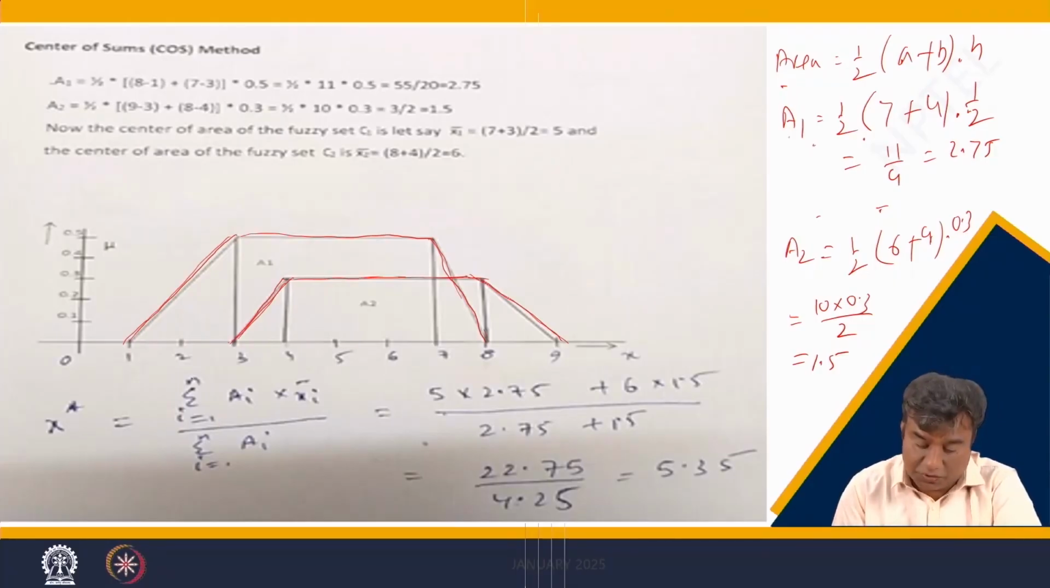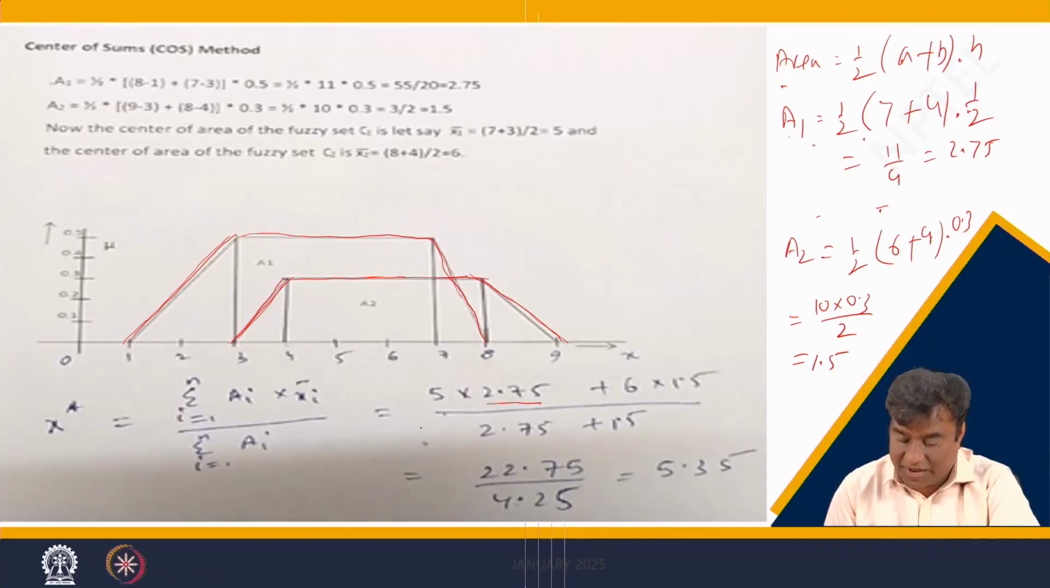So here x star is the summation of i equal to 1 to n of ai xi divided by the summation of i equal to 1 to n of ai. The value of A1 is 2.75. Take the middle point, that is (3 plus 7) by 2, 5, which is the geometric center. So 5 into 2.75 plus, again, (8 plus 4) by 2, 6, the geometric center, 6 into 1.5, divided by 2.75 plus 1.5. That is 22.75 plus 4.25, which is 5.35.